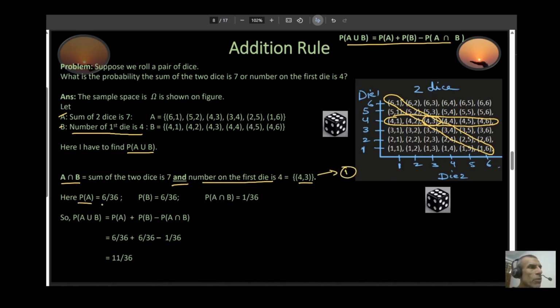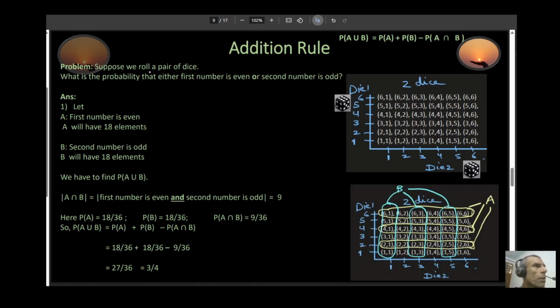Okay, so the probability of A would be 6 over 36 because the count for A in this case is 6. There are a total of 6 elements. Your count for B in this case is also 6. You can also count over here, how many elements you got: this is 6 elements, and over here you got 6 elements. So the probability of A is 6 over 36, the probability of B is 6 over 36 again, and the probability of A intersection B is 1 over 36, because there is only one element in A intersection B. All right, so I'm using my formula, substituting the numbers, and the answer would be 11 over 36.